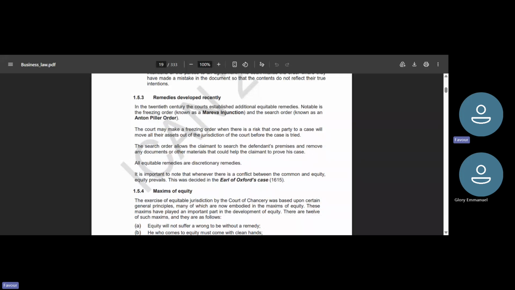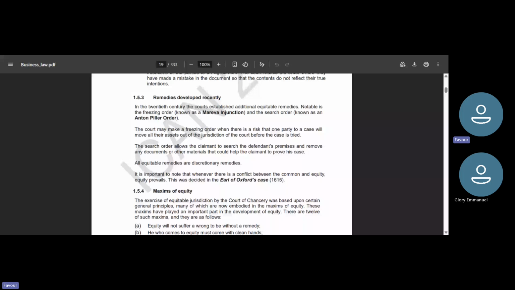So it's saying there's a likelihood that this party will be able to move all its assets out of this jurisdiction before the end of this case. So to avoid such a situation, the court will issue a freeze order on their assets. The freeze order is going to make the party unable to move their assets.